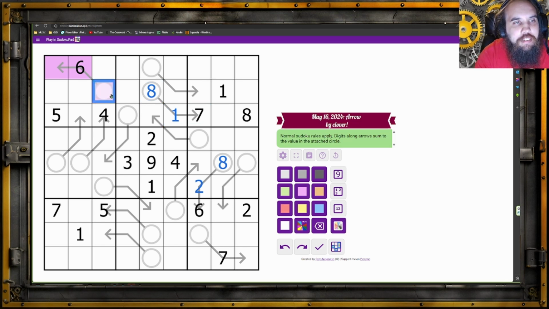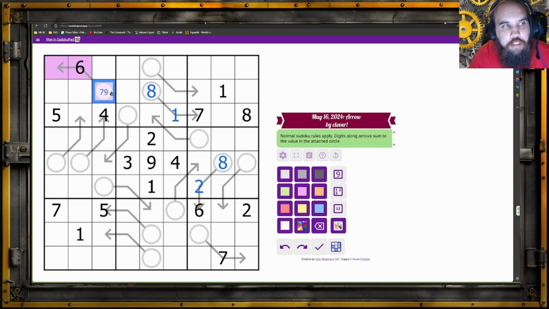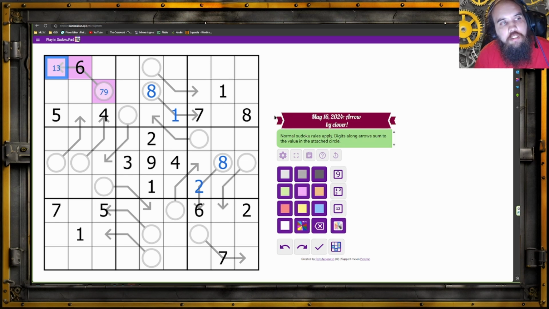This one has to be at least a 7. Can't be an 8. Could be a 9. So we are going to put 7 and 9. This is the first one that's truly an option. If the answer was 7, it would have to be a 1. If the answer is 9, it would have to be a 3. Okay.